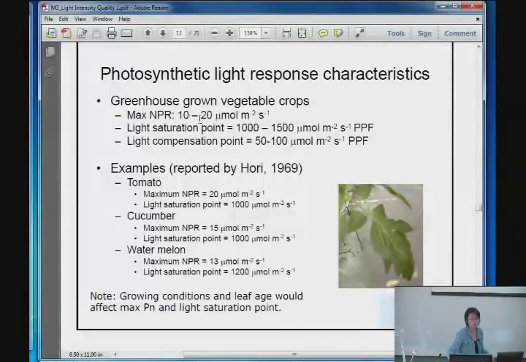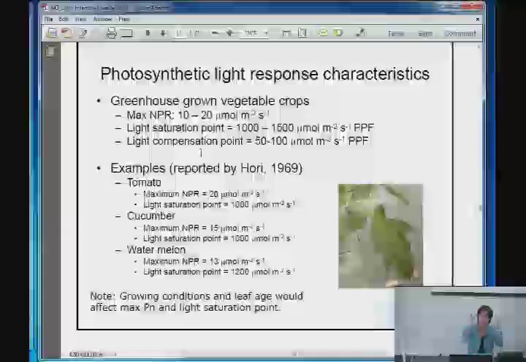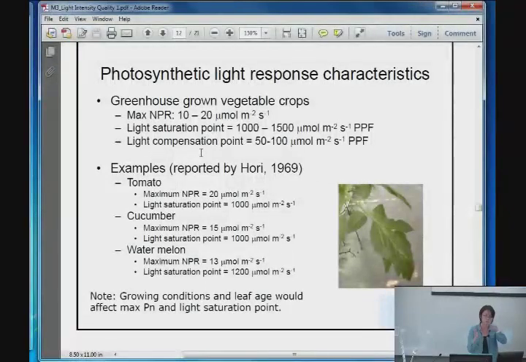So the maximum net photosynthetic rate for greenhouse grown plants, vegetables, is usually somewhere from 10 to 20 micromoles. You don't need to remember this, but 10 to 20 micromoles of CO2 absorption per square meter per second. It's a leaf level, okay, leaf level. Light saturation point is 1,000 to 1,500 micromoles per square meter per second PPF, photosynthetic photon flux, which is 400 to 700 wavelength range. Compensation point is about 50 to 100 micromoles. So that's giving you the picture of what the photosynthetic response is.